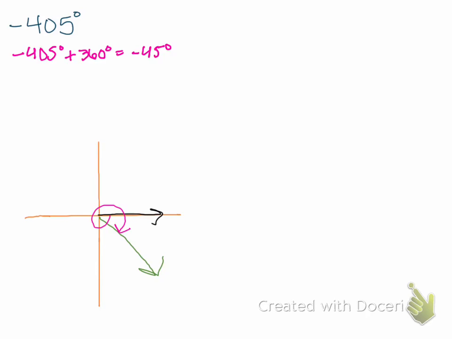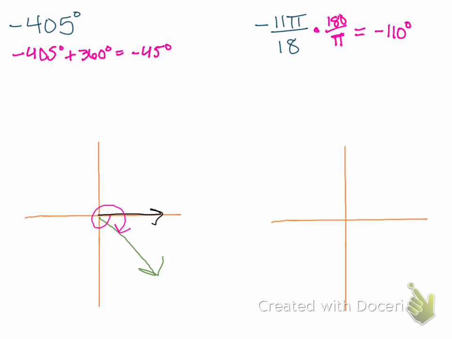All right, last example. Negative 11 pi over 18. Again, it's in radians, so we convert. Times 180 over pi. Your pi's are going to cancel, so you're left with negative 110 degrees. Negative 110 is going to be a little bit past negative 90, so it's going to be in this quadrant over here for my terminal side. So there's my initial, there's my terminal, there's my arc with an arrow at the end.